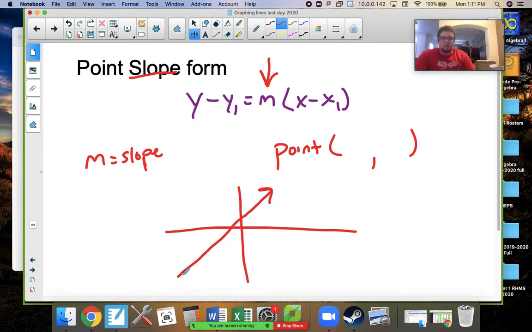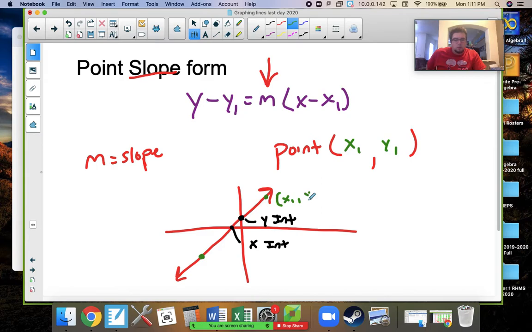So if I were to graph this line right here, this dot is our y-intercept, this dot is our x-intercept, but our point slope form might tell us this dot that's on the line. Just a random dot somewhere out there on the coordinate plane. We could also be talking about this dot. And so that's why it gets the denotation of x1, y1. It just wants what's your x-coordinate, what's your y-coordinate of that random dot.